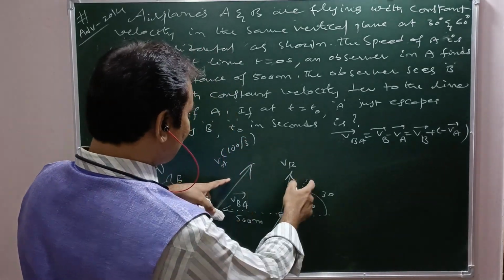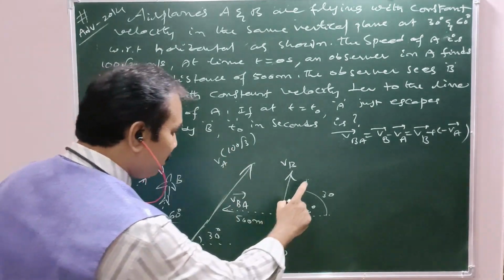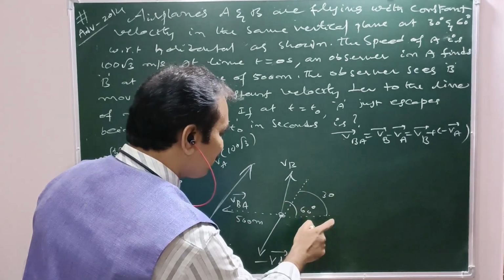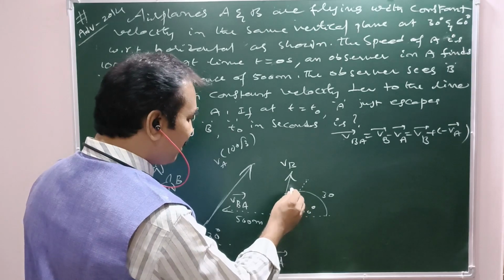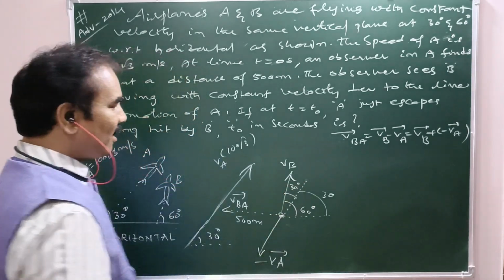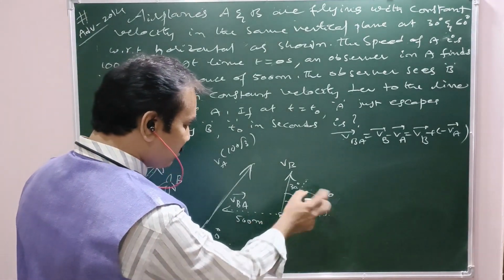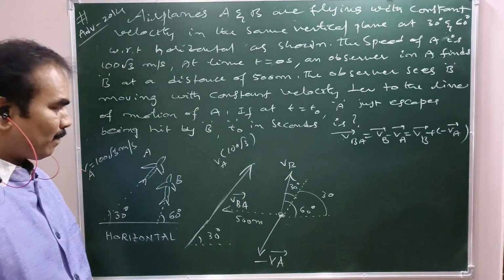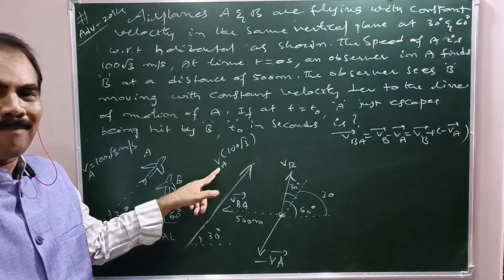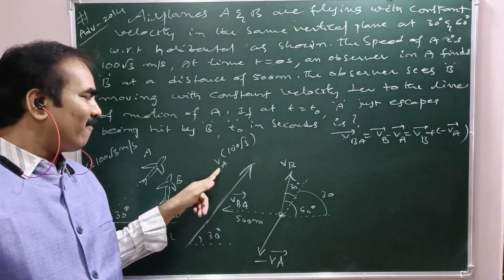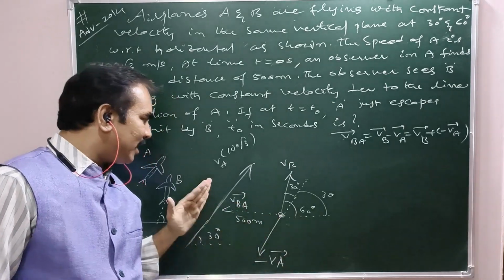So these two lines are parallel to each other. The angle made by the direction of motion of A with respect to the horizontal is 30 degrees. So this is the direction of motion of A with respect to horizontal, 30. So the total angle is 60. If this is 30 degrees, this one is also 30 degrees. So here 30 degrees, total 60 degrees. Now see, the passenger in plane A finds B heading along this perpendicular line with respect to A.